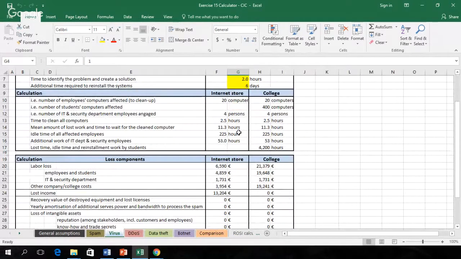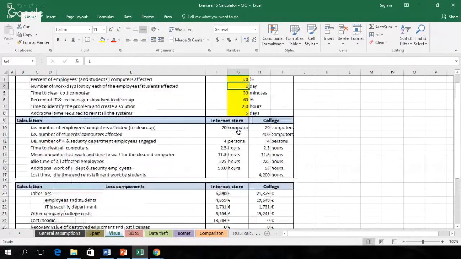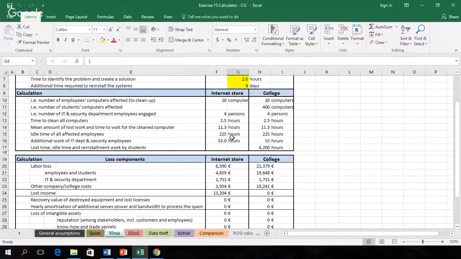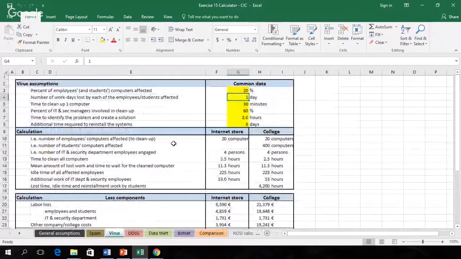In addition, each employee and student lost 1 day because their work had not been backed up prior to the incident. This Excel sheet shows the virus incident cost calculation.